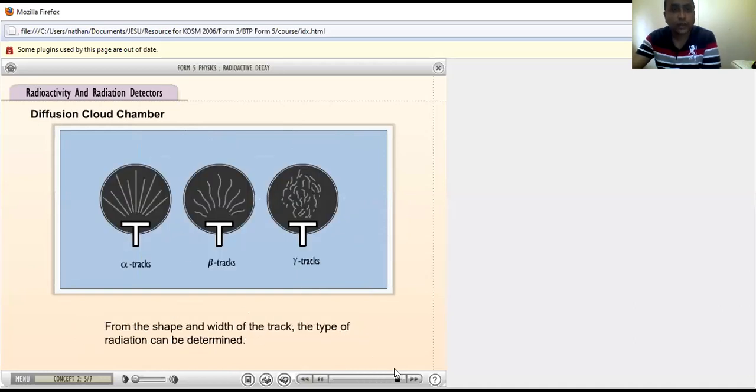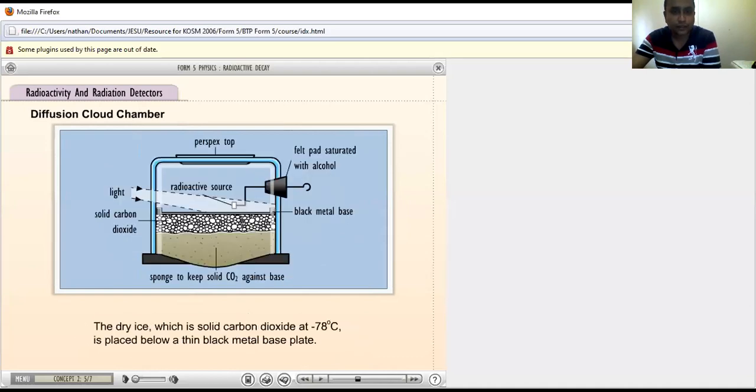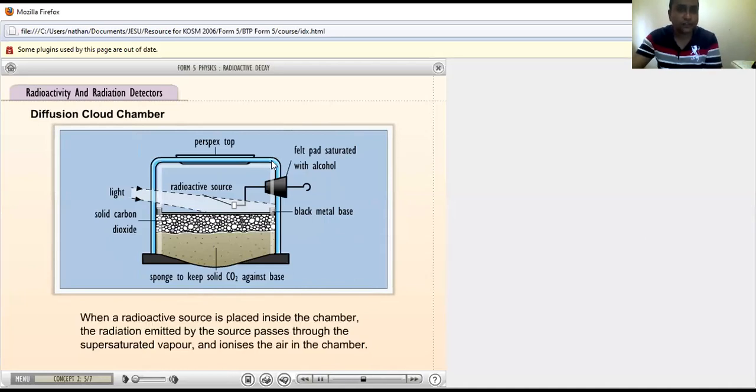So you form white lines like this. We call it misty track. That's why the metal plate must be black in color, so that you can see the white lines. So the felt, the alcohol is supposed to be on top here.